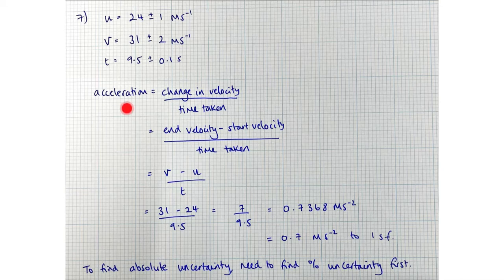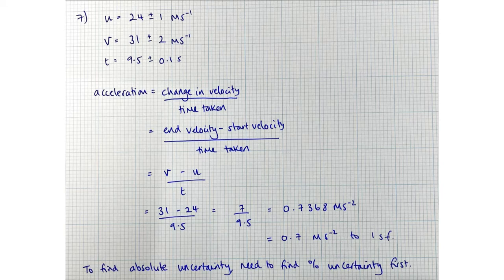So let's remember that acceleration is change in velocity over time taken. So that's end velocity take start velocity over time, or just v minus u over t if we're writing it in shorthand using the symbols. So that's then 31 take 24, our change, divided by 9.5, so that's 7 over 9.5. So we've then got an acceleration of 0.7368 meters per second squared, or we can round that to one significant figure because we've got a 7 just here, so that's 0.7 meters per second squared.